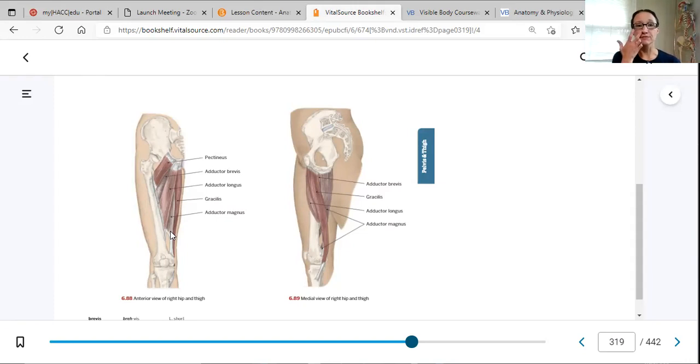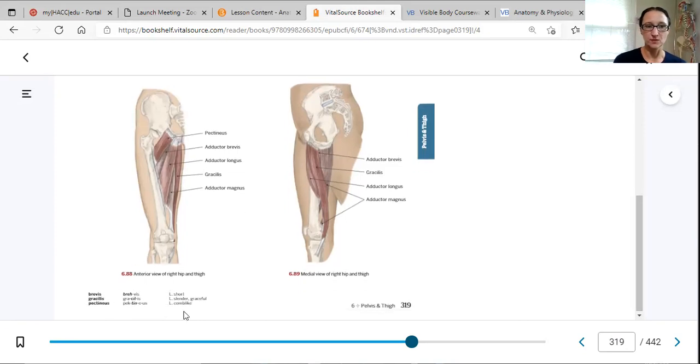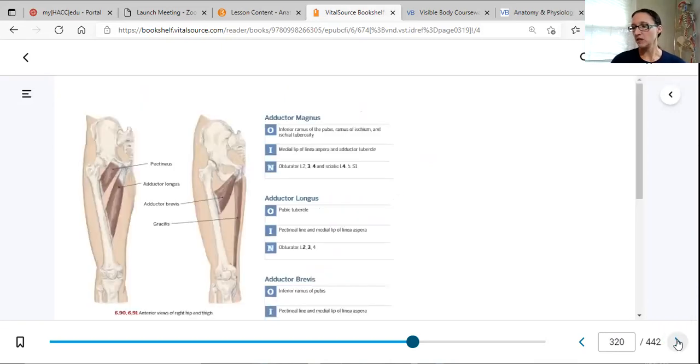Adductor magnus is the floor of the adductors. So it's the most posterior one, and it's also the biggest. And then we have gracilis. Gracilis is a long, slender muscle that runs the entire length of the medial thigh. And gracilis means graceful, slender. See, down here you can see the meanings. And they all come from Latin. Okay, so let's start talking a little bit about each one.